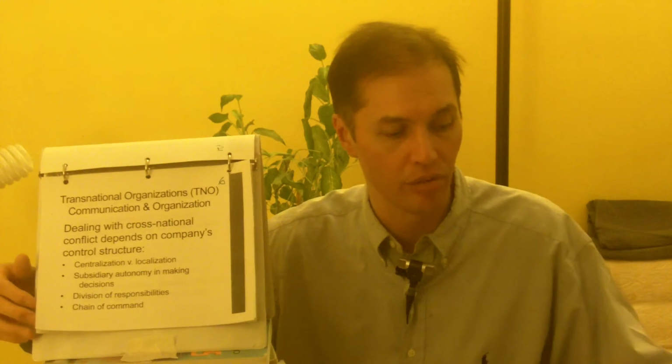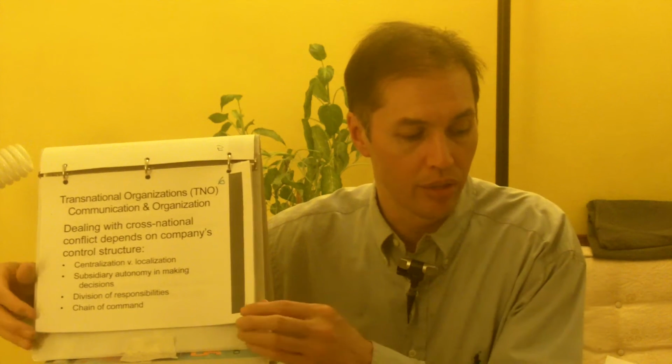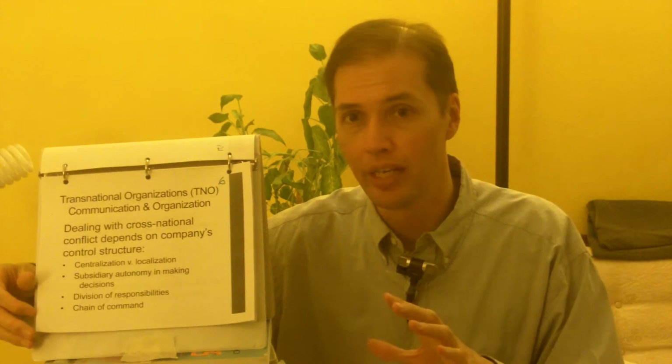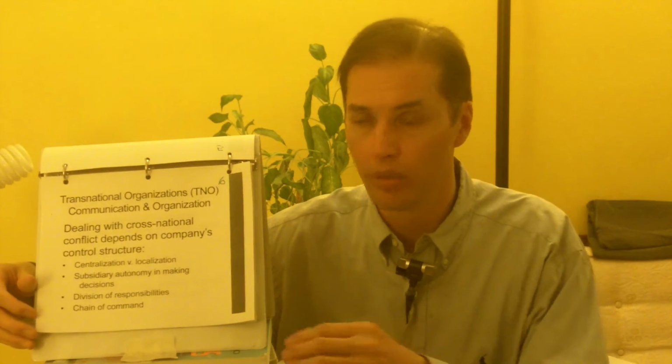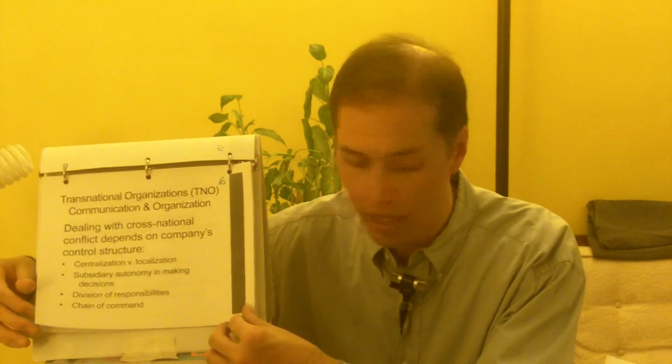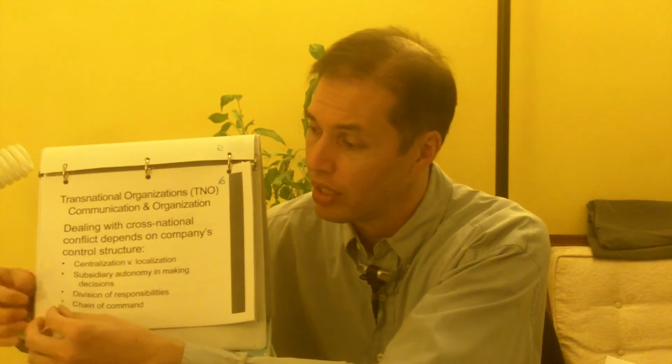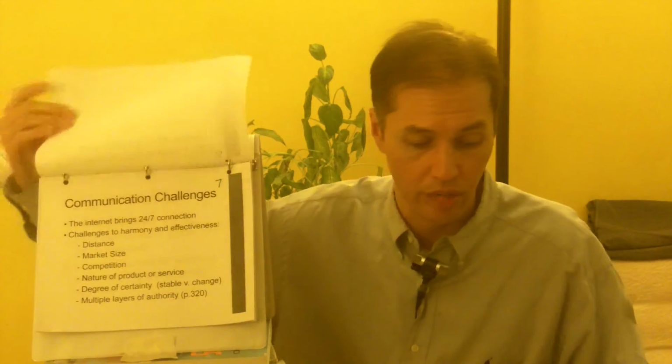All right, let's talk about TNO, transnational organizations. When you're dealing with cross-national conflicts, they wanted to study, well, let's look at the structure for communication. Is it centrally located? What's the chain of command, the division of responsibility? How is it handled in terms of public relations, in terms of company communications in general?